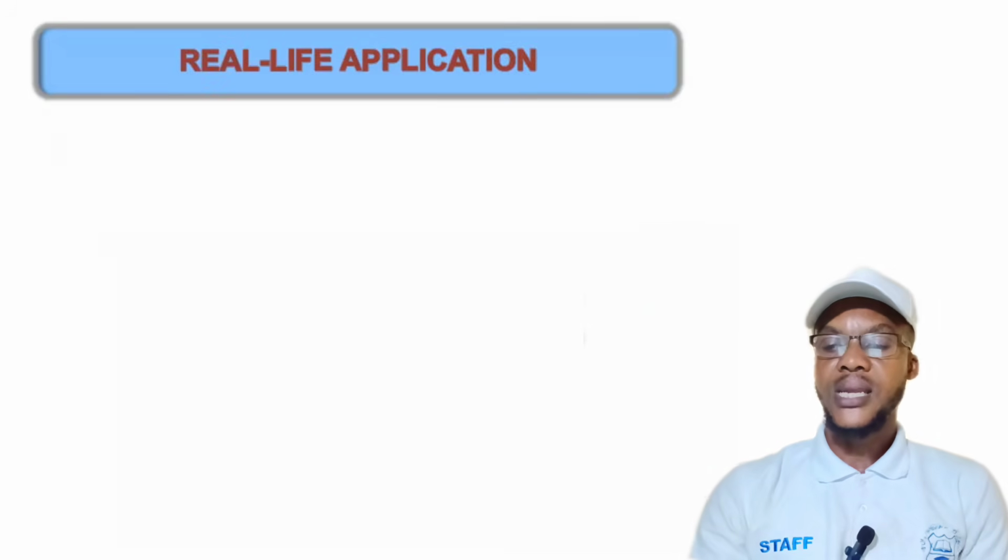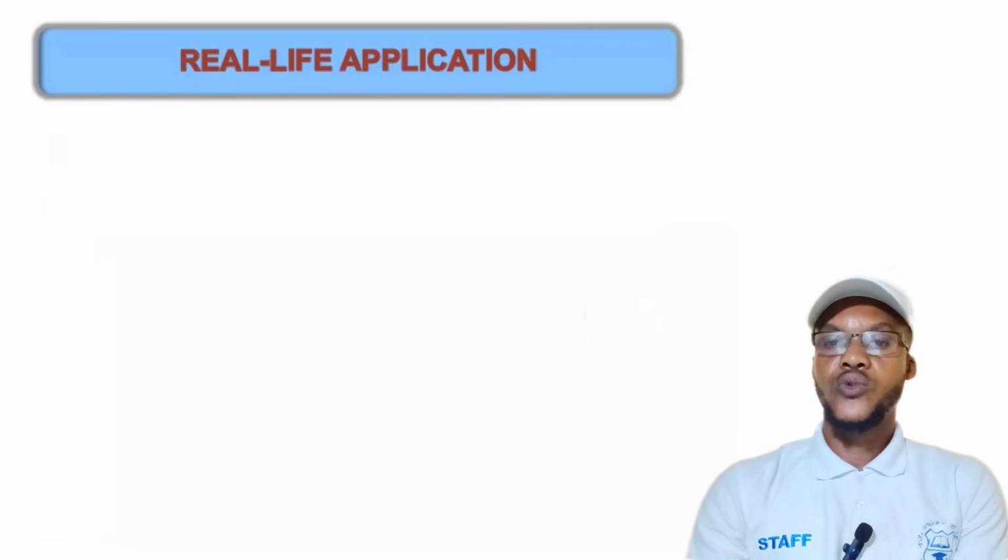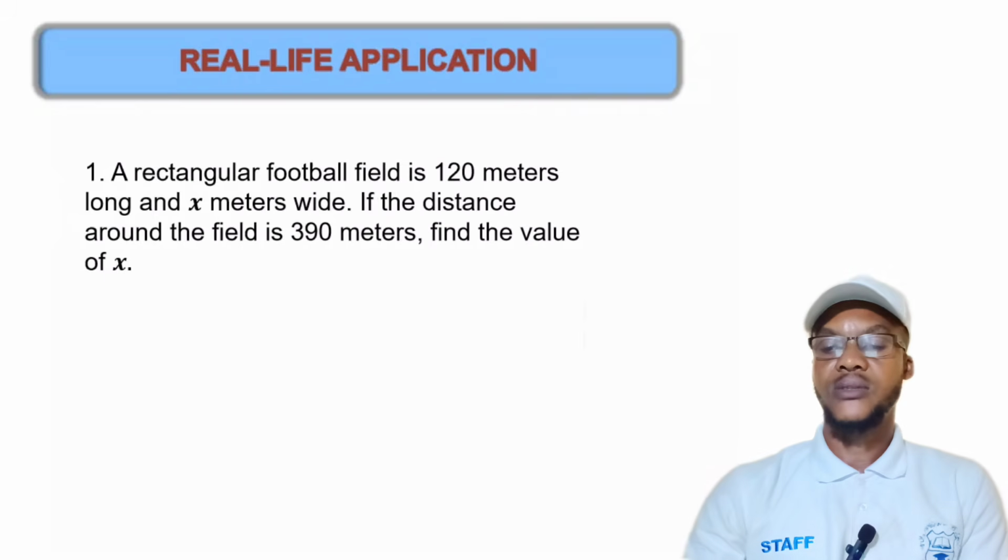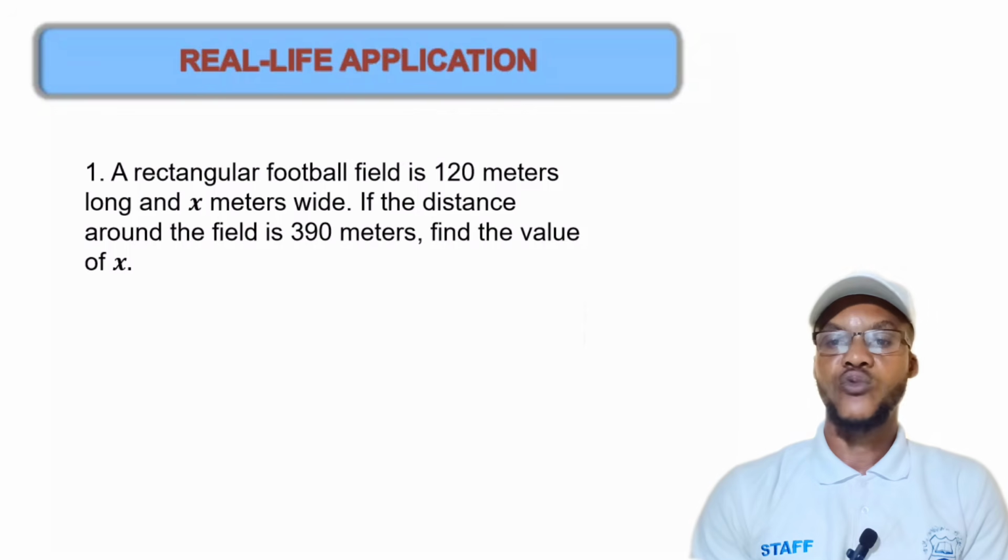All right, so as I said, that is real life application. We will not waste time. Let's take our first example. Let's look at what we have before us. So in question 1, we are saying that a rectangular football field is 120 meters long and x meters wide. If the distance around the field is 390 meters, find the value of x.